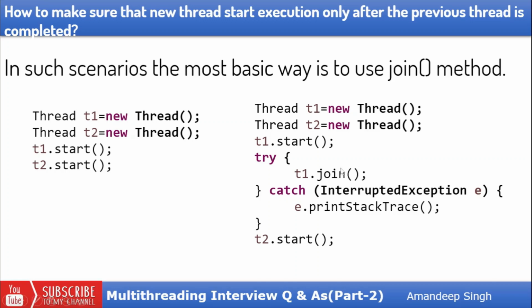On the right hand side, you can see first we will call T1.start, and after that we will use T1.join. This specific line will block the execution at this point in the main thread, and it will not go to T2.start until the T1 thread is completed. Other than this, we can make use of cyclic barrier and countdown latch as well to control the execution of threads.